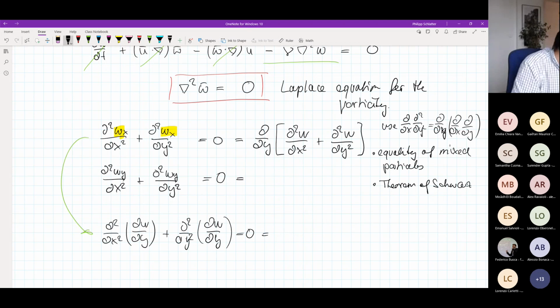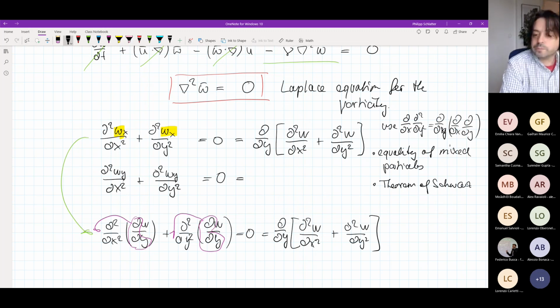And what I did now is I took the derivative d dy out, and then I have left the d squared w dx squared for the first one. I took this one out, and for the second one, I can view it as if I take this one out, and then I get obviously what is left, which is d squared w dy squared. Okay. Good.